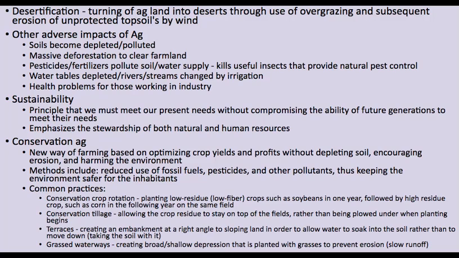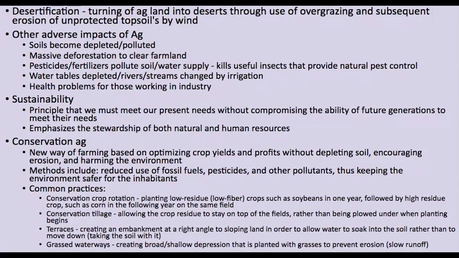Other things to keep in mind about agriculture in this unit. One is desertification. This is something that started to happen in areas where there is a high amount of agriculture, and desertification is exactly what it sounds like. It's taking land and turning it into a desert. So you're overgrazing and eroding too much of the topsoil. There's not enough water coming in, and so on and so forth.